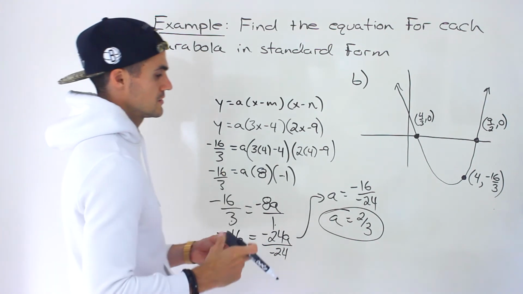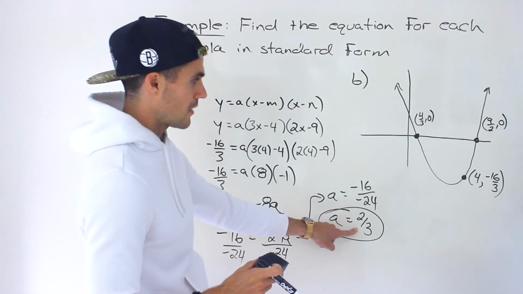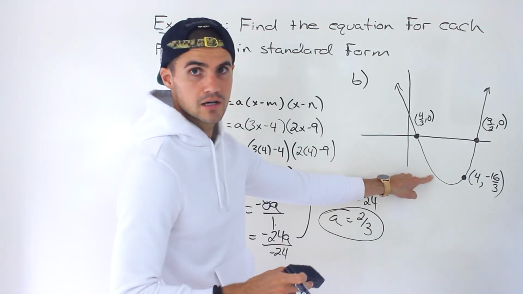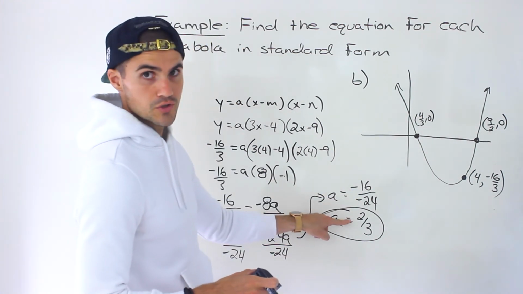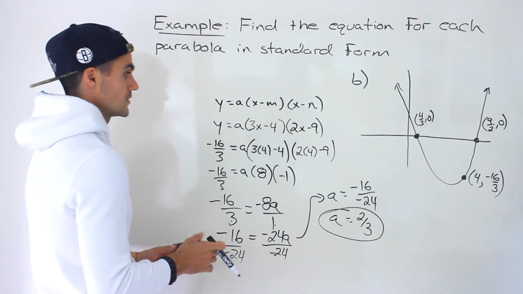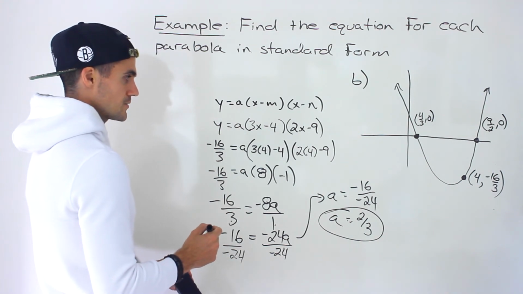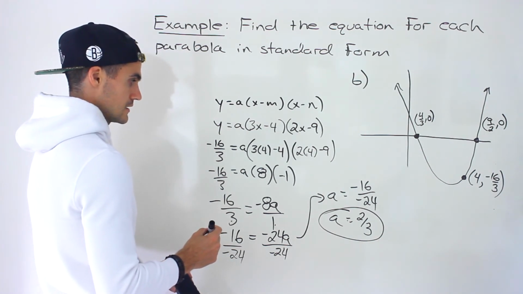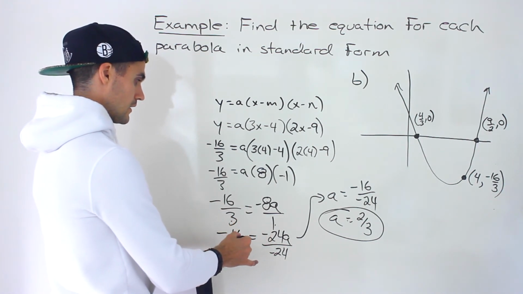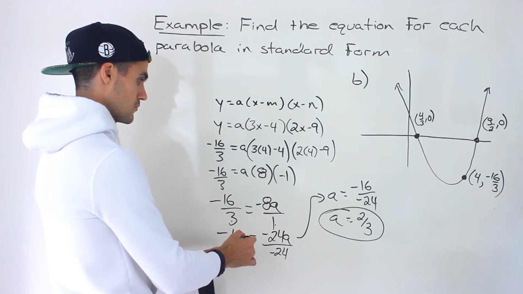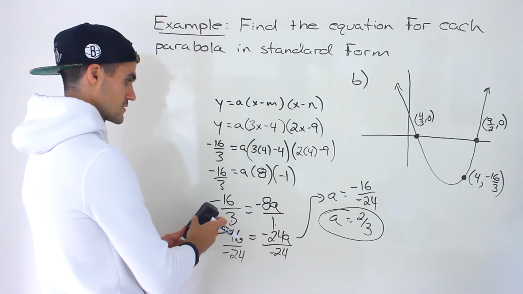One thing I didn't mention either, notice that the a value is positive. Makes sense because the parabola is opening up. If it was opening down, then we should get a negative a value. Okay, so let's just quickly double check the work here. And it looks all good to me. So we end up with 2 over 3. Yes, looks fine to me.